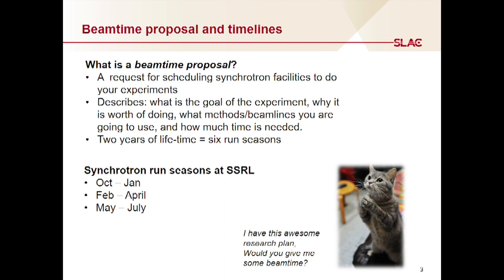At SSRL, the synchrotron run season is divided into 3 seasons throughout a year: October to January, February to April, and May to July. You may notice that there are some blanks of time that are not listed here. That's when SSRL shuts down for maintenance of our equipment.